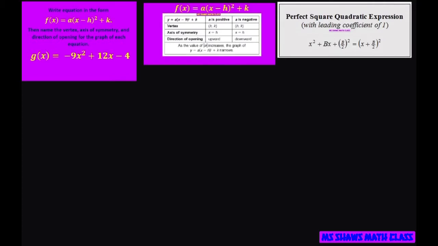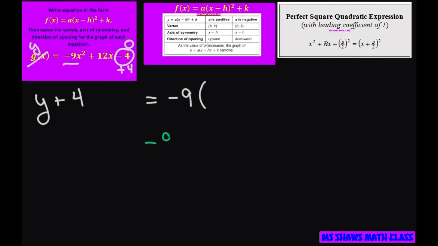The first thing I'm going to do is write this g of x as a y. I'm also going to add 4 to both sides of the equation, and then I'm going to factor out a negative 9. If I add 4 to both sides, there's going to be a 0 here. So I'm looking at negative 9x squared plus 12x.